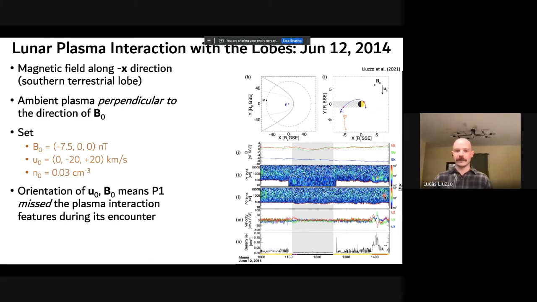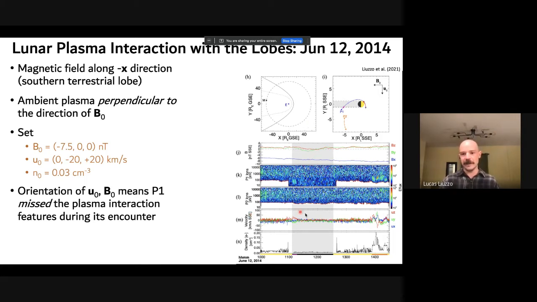But unfortunately, unlike the October day, the orientation here between the magnetic field and the flow velocity were nearly perpendicular. So you can see here that the magnetic field is entirely along -x, and the flow is evenly spread between y and z. Because this magnetic field was perpendicular to the flow, a lot of these plasma interaction signatures are located in the plane that is perpendicular to the plane containing U and B. And unfortunately, the Artemis flyby trajectory is essentially in this plane with the magnetic field. So Artemis during this flyby just missed a lot of the signatures associated with the interaction.